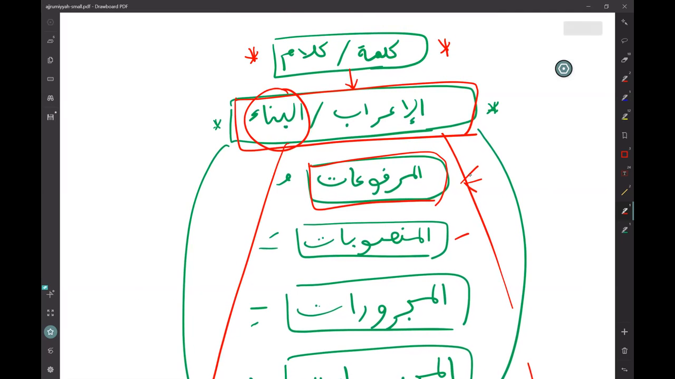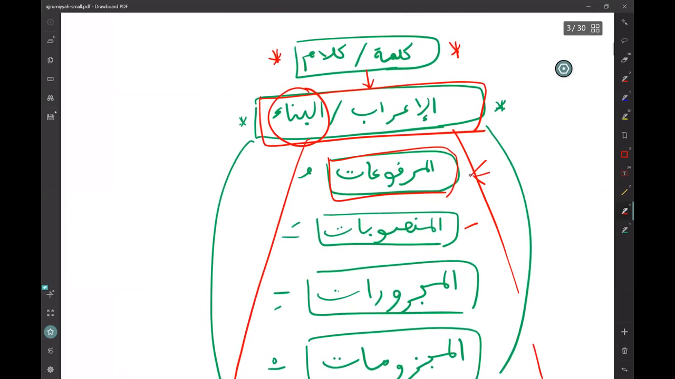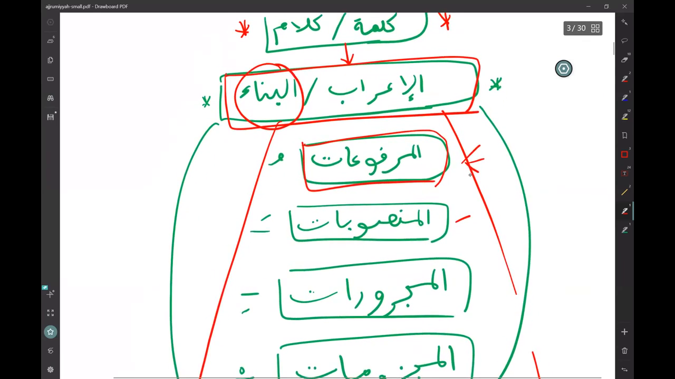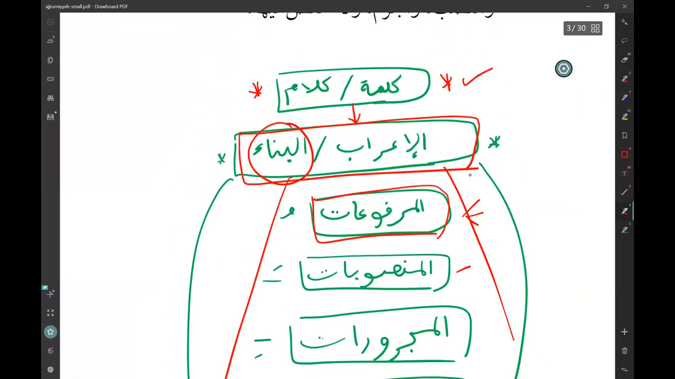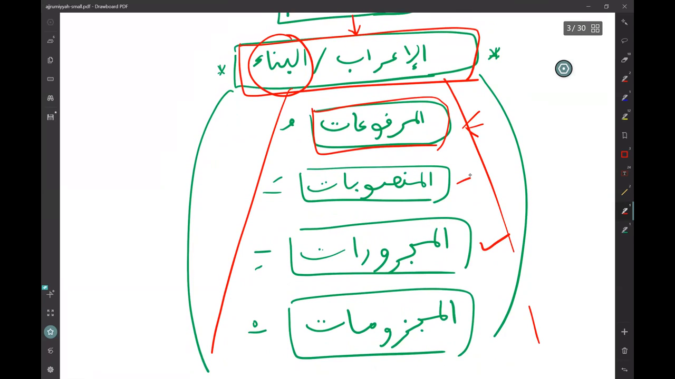Make sense, guys? So now you know where we are. Some of the topics will be longer than the others. For example, this one we completed in a month, so that's quite simple. And as you know, majroorat are very simple. There are only a few places where we have kasra, so that also will be very simple.